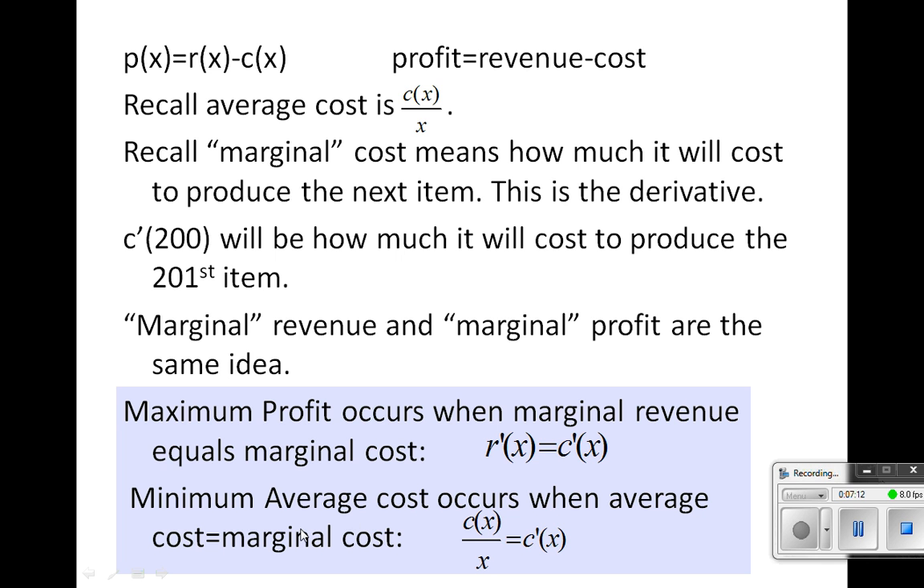The minimum average cost, again, our average cost is c of x over x. We saw that right at the top here. C of x over x is average cost. And if I want to minimize that, I take its derivative and set it to 0 and solve. So whatever this fraction turns out to be, take its derivative and set it equal to 0 and solve, and what you'll get is the minimum average cost.